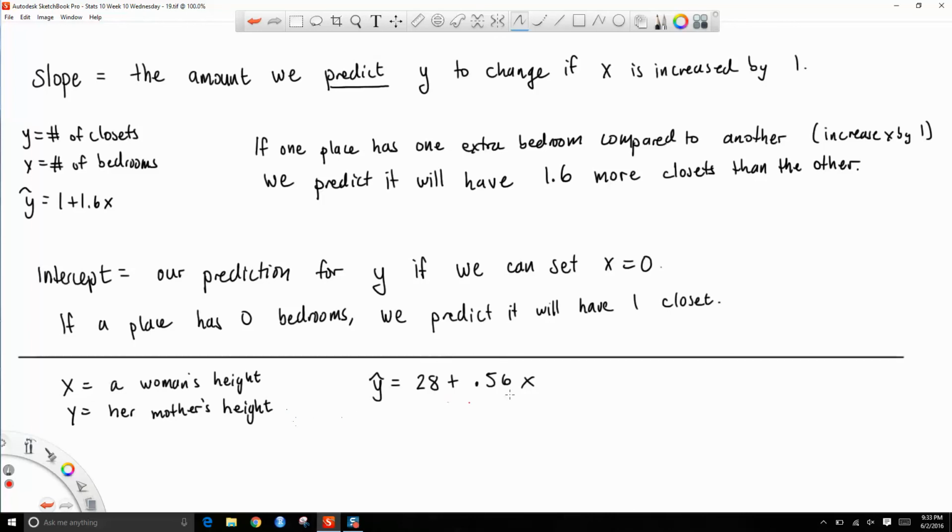But if we were comparing one woman to another, and one woman is 1 inch taller than the other woman, we would predict that woman's mother to be 0.56 inches taller than the other woman's mother. Okay, so we have that.